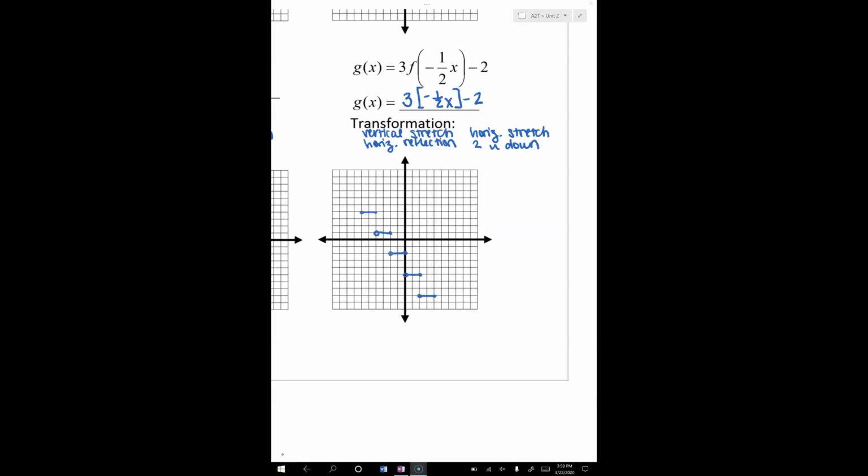How'd we do? Okay, so looking at it, we have that vertical stretch with the 3. There is a horizontal reflection, which means you're going to extend the step to the left and go down. And there's a horizontal stretch, which means the step extends to the left for 2 units. And there's a vertical translation, so we go down 2 units. Hopefully this was a helpful reminder.